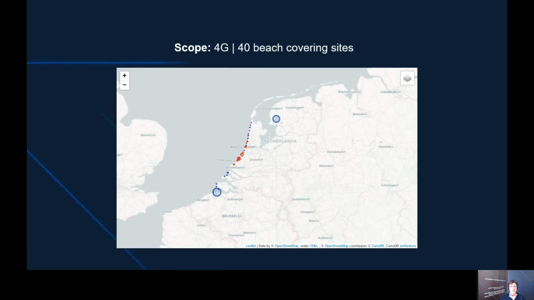So we did, of course, data exploration. These were the beach covering sites in the Netherlands we were investigating. As you can see, the two colors. This was a multi-vendor network with two radio vendors, Huawei and Ericsson.